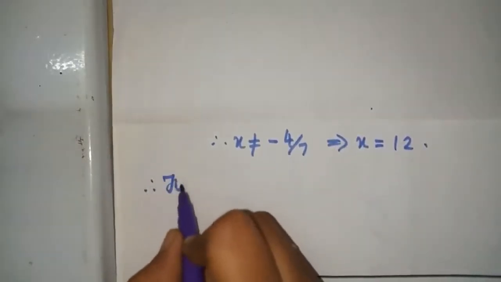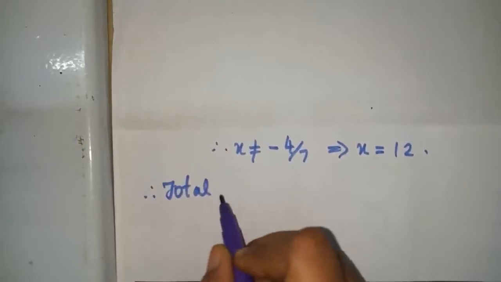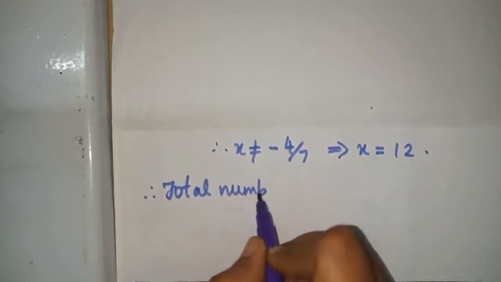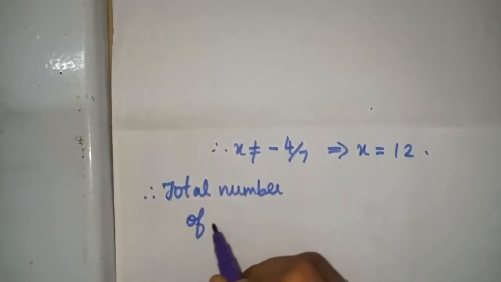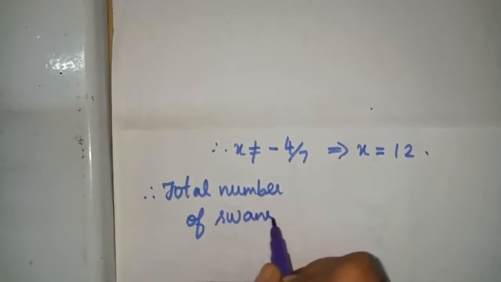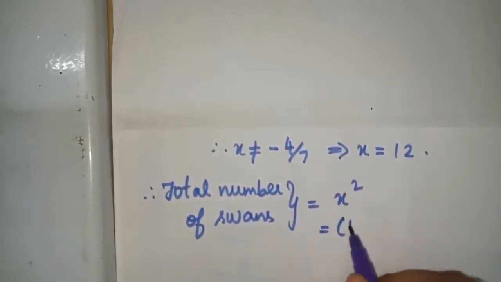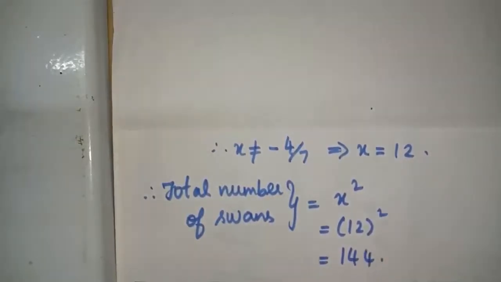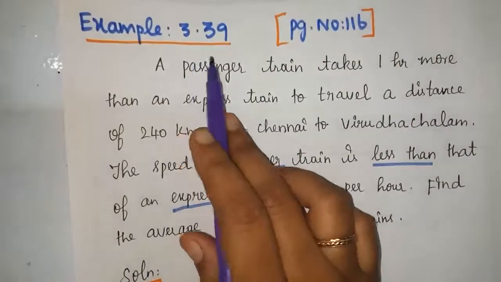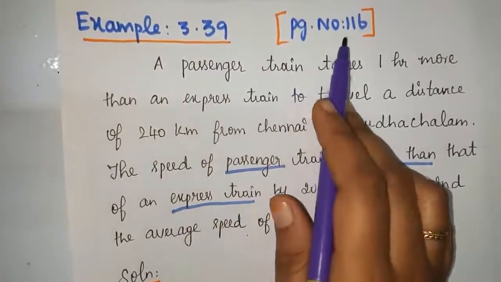So, x is not equal to minus 4 by 7, which just implies x is equal to 12. Therefore, total number of swans is equal to x square, which is equal to 12 the whole square, which is equal to 144. Example 3.39, page number 116.